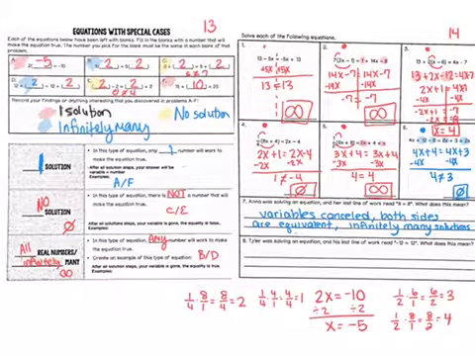Number 8, Tyler was solving an equation and his last line of work read -12 equals 12. What does this mean? So for Tyler, his variables canceled. The two sides of the equal sign are not equivalent. So there are no solutions.